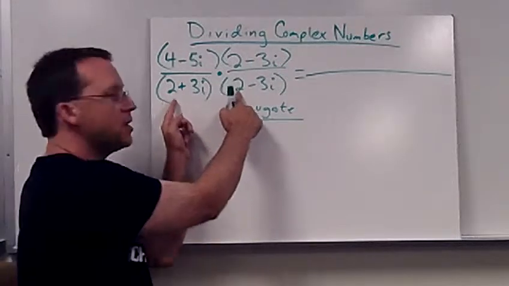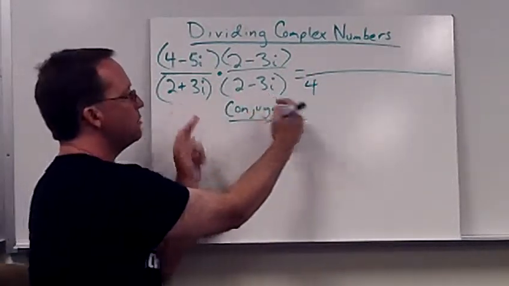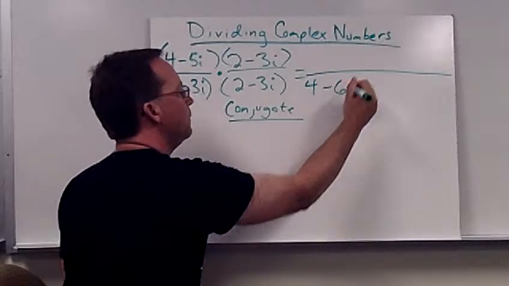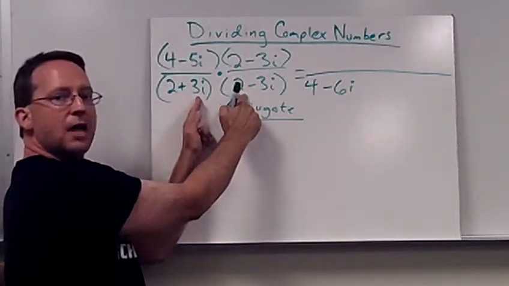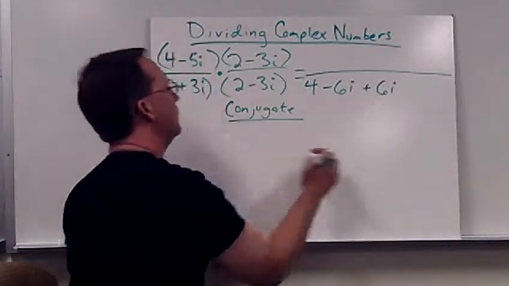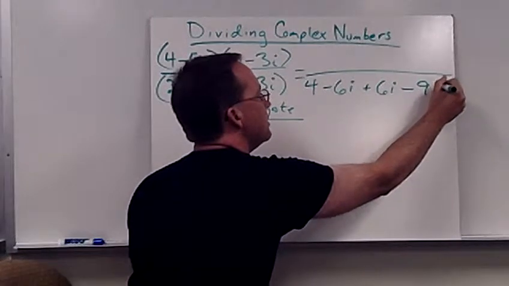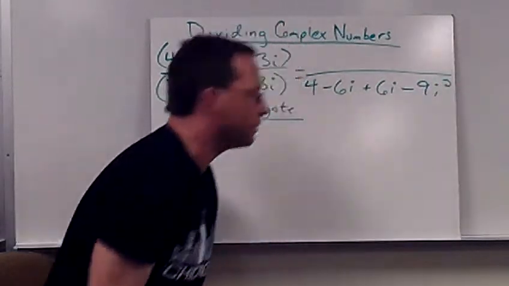with our FOIL, 2 times 2. Then our outer terms, 2 times a negative 3i. Positive 3i times 2, and then 3i times a negative 3i. Get minus 9i squared there.